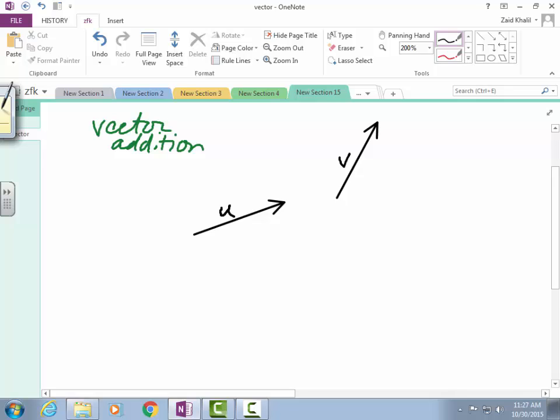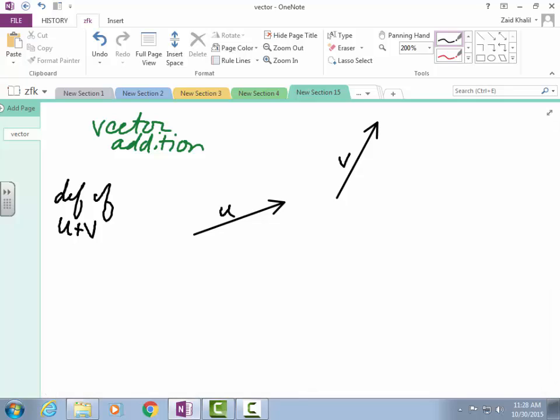Here's u and here's v. And so we need to construct a definition of what u plus v is. The definition of u plus v is you take the tail of v and you translate it to the head of u. Because I'm allowed to translate, right? Based on the definition of a vector, it is an object that has size and angle. So translation is perfectly permissible.